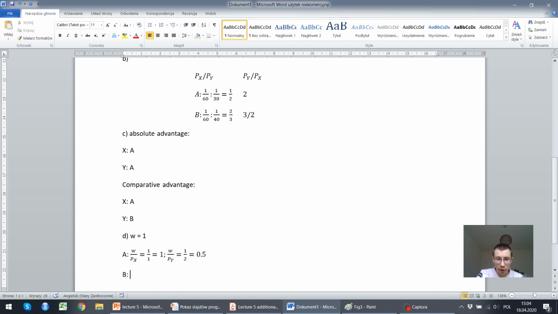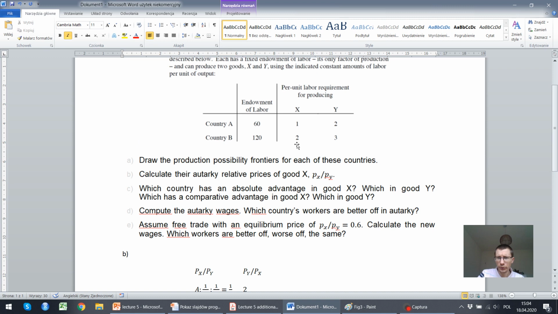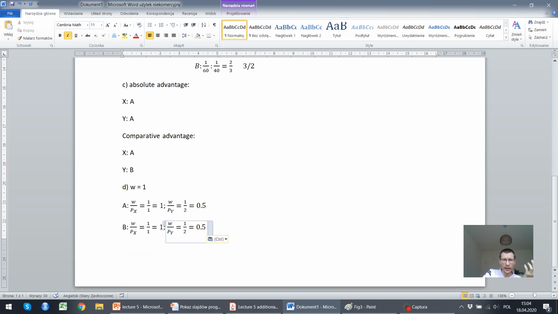In country B, we compute exactly the same things. Let me just copy this here. But we have different numbers. So the real wage in country B expressed in units of good X will be 1/2.